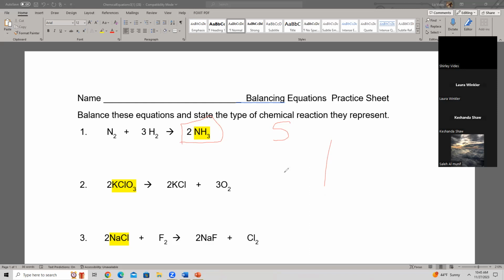Decomposition. Yes, decomposition it is because it is breaking up. See that KClO3 is becoming KCl and O2. All right, next one after that. Synthesis. Single replacement, that's right. How do you know? You have two lonely guys, you see that? I call them lonely, but that means they're single. They're uncombined.